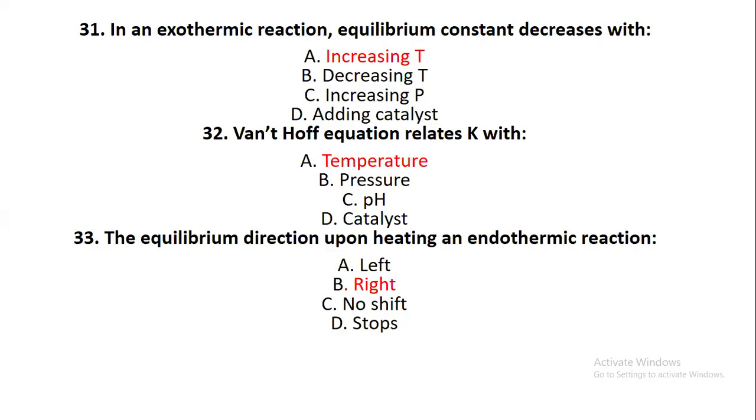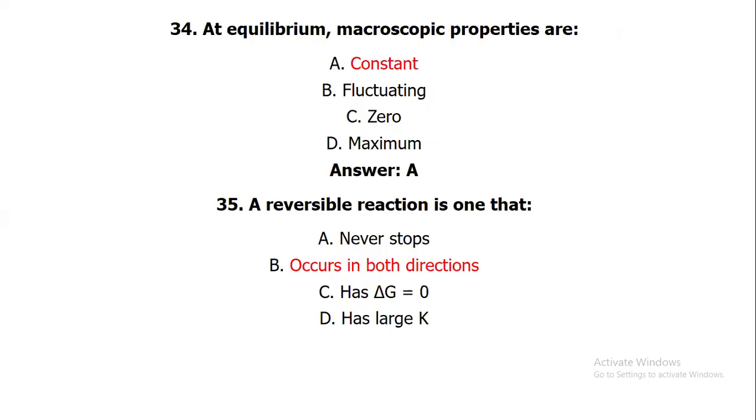The van 't Hoff equation relates K with temperature. The equilibrium shifts right upon heating an endothermic reaction. At equilibrium, macroscopic properties are constant. A reversible reaction is one that occurs in both directions.